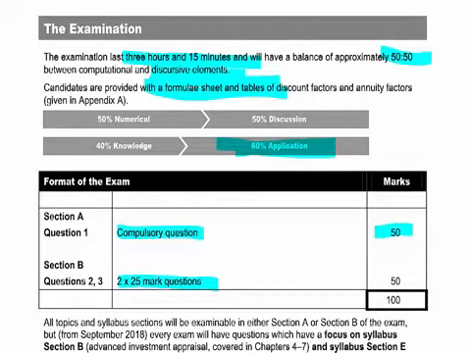Then you're given some mini scenarios in section B, 2 25-mark questions. As of September 2018, there's no choice in section B. If you're looking at past exams, it's important to be aware that in past exams there was some choice. These are mini case studies for the other 50 marks. Similar skills are tested.